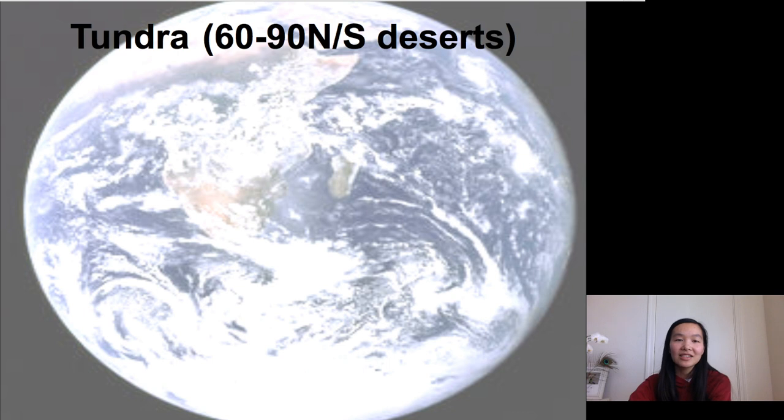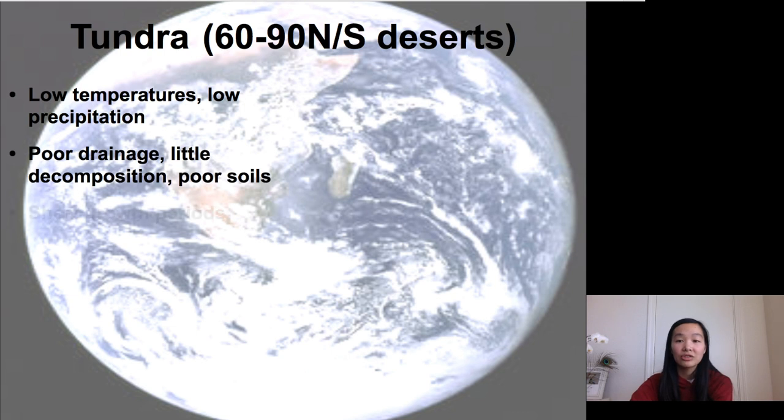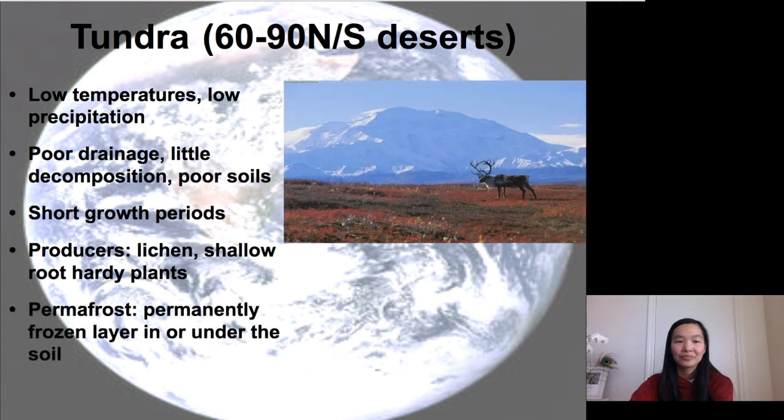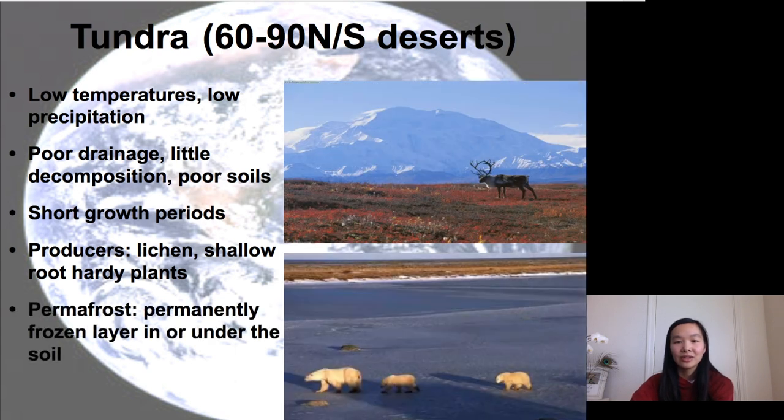Okay, and then the second to last biome that we're going to talk about is tundra. Tundra is the coldest biome. Very low temperatures, low precipitation, pretty poor soil, just because there's not that much diversity going on, and so very little decomposition is happening, and so you don't have as much nutrients cycling around. Short growth periods.